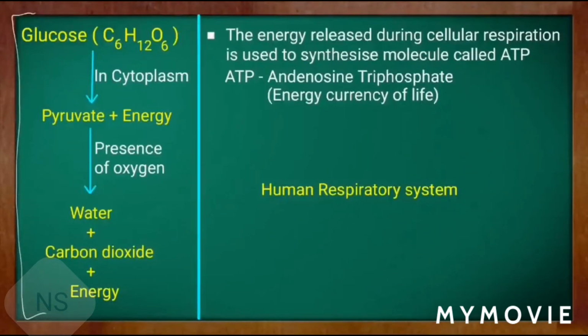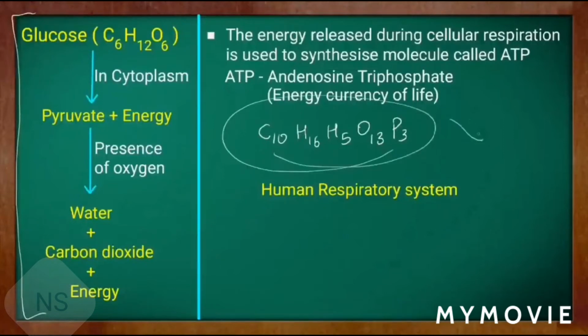Hey students, what is meant by ATP? It is called the energy currency of life, and it is the form in which energy is stored in our body. And this ATP has a molecular formula of C10H16N5O13P3. Hey students, what is the molecular formula of adenosine triphosphate? It is C10H16N5O13P3. This particular ATP is the energy currency of life.